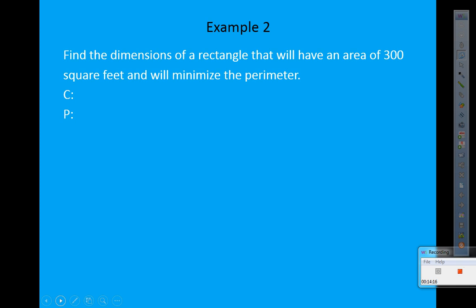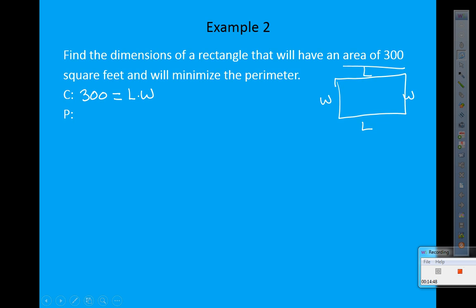It says find the dimensions of a rectangle. So once again, I'm going to come over and sketch a rectangle and label it length and width. You can label it however you want. That will have an area of 300. Right there is my constraint. My constraint is talking about the 300, which deals with area. So go get your area equation of the rectangle that I just drew. So 300 equals length times width.